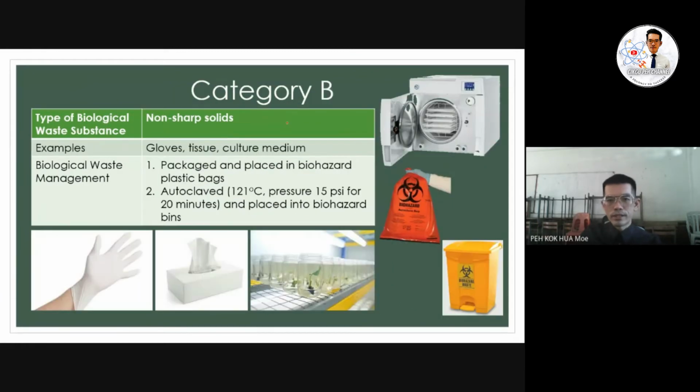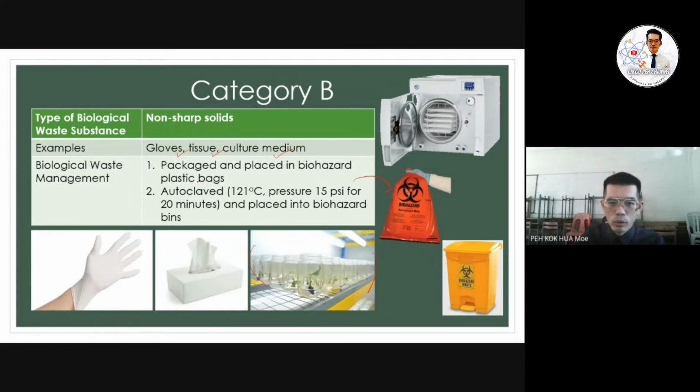Okay, the next will be category B. Category B is waste under the non-sharp solids. What are the examples here? We have gloves, tissue, and culture medium. The figure here is an example of culture medium. For this kind of waste, what do you have to do in your SOP? The first step is to package and place it in a biohazard plastic bag, as you can see here. And then we need to autoclave.